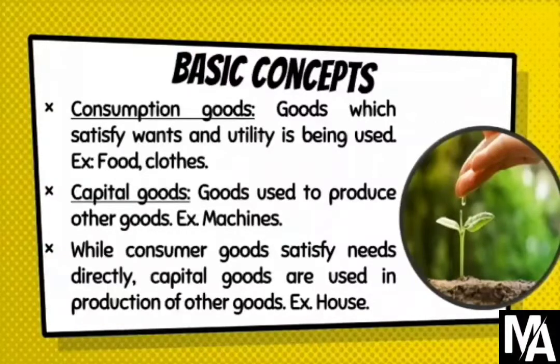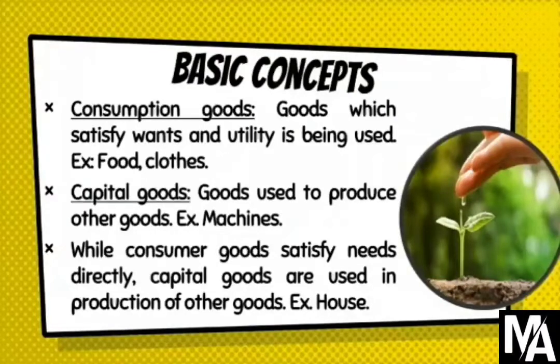Remember the difference between consumption and capital goods? While consumption goods satisfy the needs directly of the consumer, capital goods are used in the production of other goods and services. Let me try to clarify these two concepts with the example of a house. Whenever we need shelter to sleep, to stay, to enjoy, to live life, we have a house.